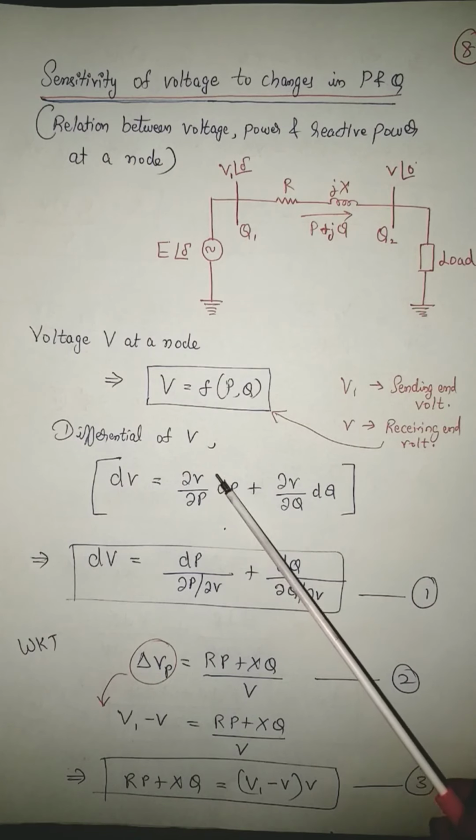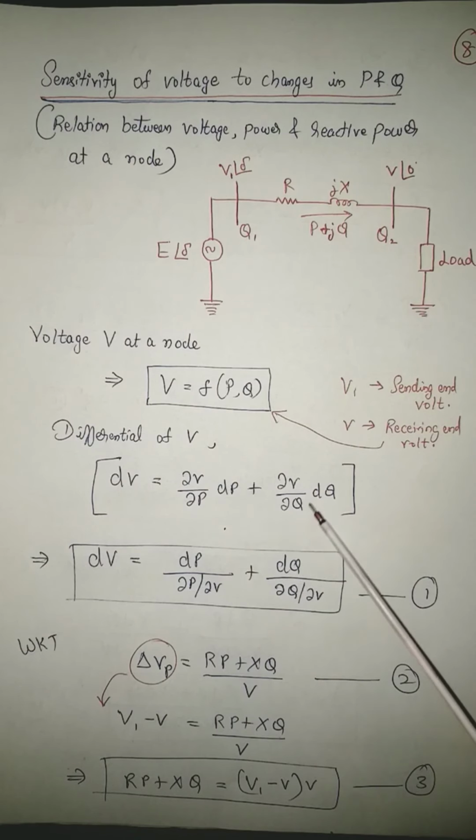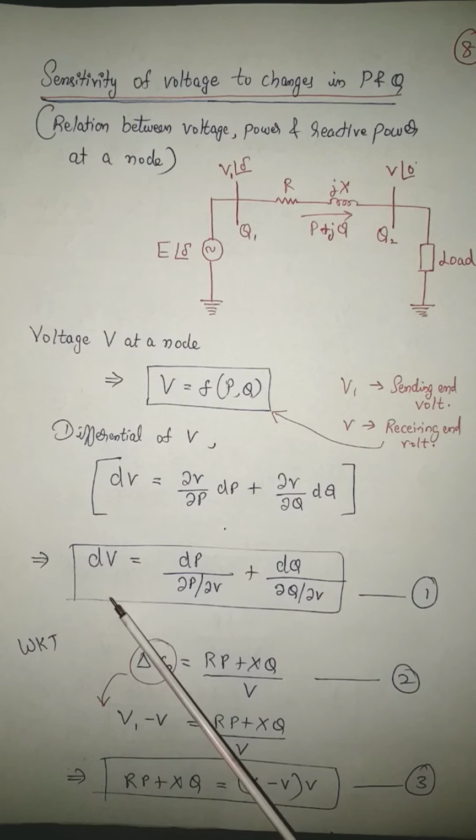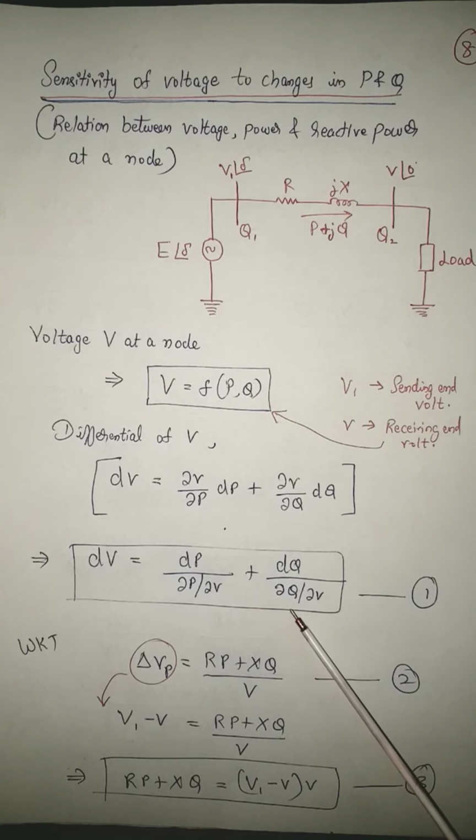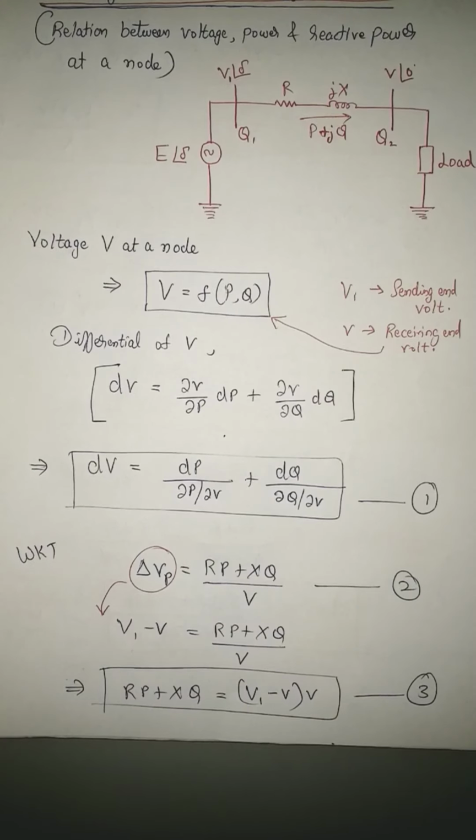Now we transfer this dou V by dou P and dou V by dou Q to the denominator. So you have dV is equal to dP divided by dou P by dou V plus dQ divided by dou Q by dou V. From the previous derivation, we already know that delta V is equal to (RP plus XQ) divided by V. So we'll leave this equation as it is, which is the differential of V, and call it equation number 1. Now I am using the other expression that we have derived in the previous derivation, which is the voltage drop delta V is given by (RP plus XQ) by V.